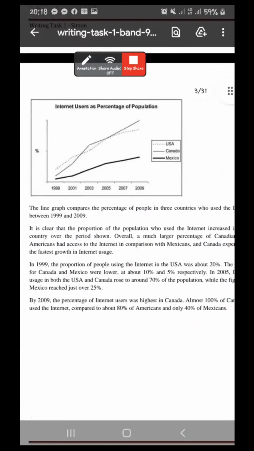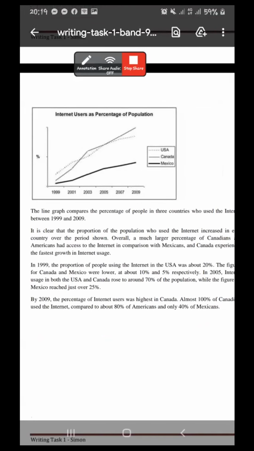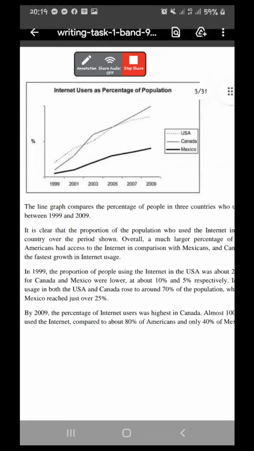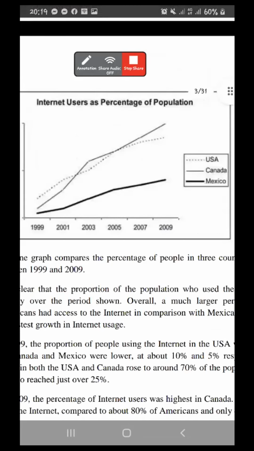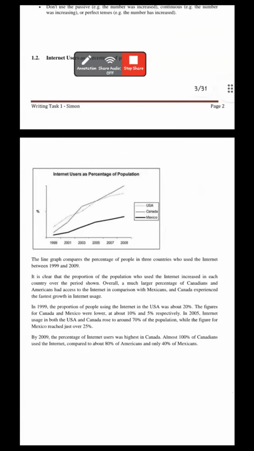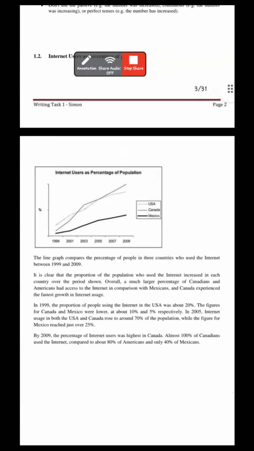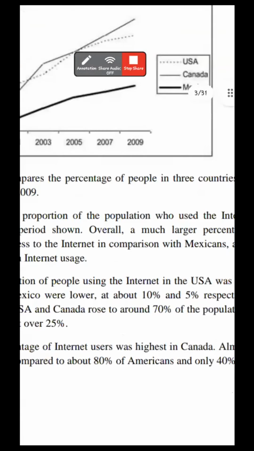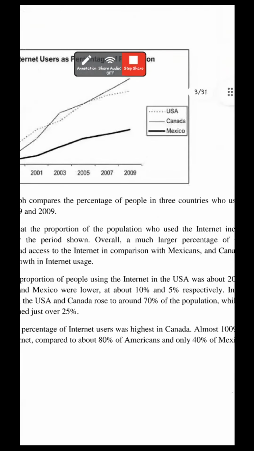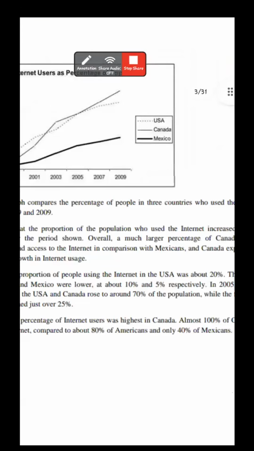Here in this case, an example has been given. It is clear that the proportion of the population, they use the word proportion. Why? Because you're using the word percentage. Percentage actually does mean proportion of the population who used the internet increased in each country over the period shown. Overall, then you use this word overall, which is very important. Words like this will give the reasonable explanation of what actually happened in total. Overall, a much larger percentage of Canadians and Americans had access to the internet in comparison with Mexicans.